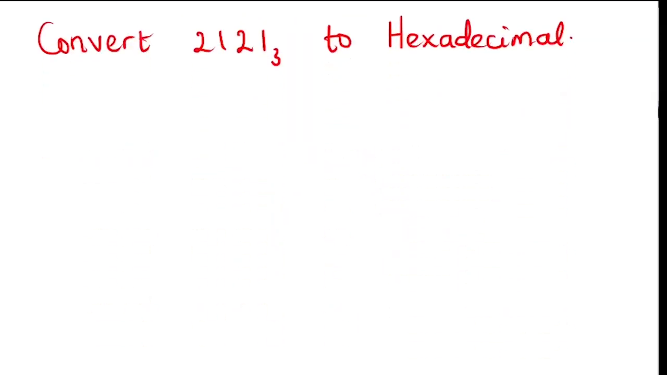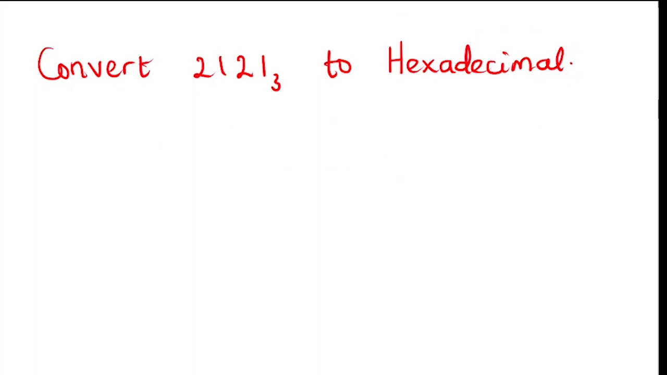So we have another question here that is very similar, but in this case we are changing from ternary, which is a base 3 system, to hexadecimal. And if you remember, hexadecimal is base 16. So very quickly, remember the first step is to change from base 3 to base 10. Once we get the base 10 equivalent, then we convert that one to base 16.